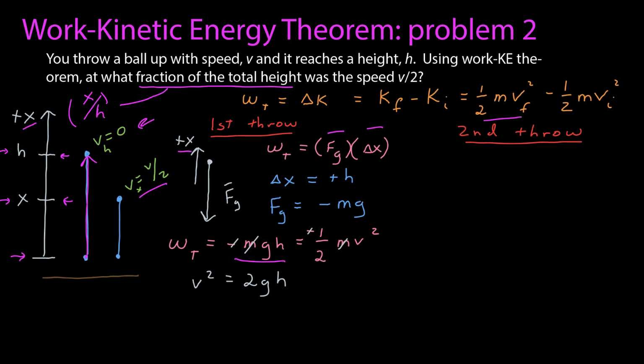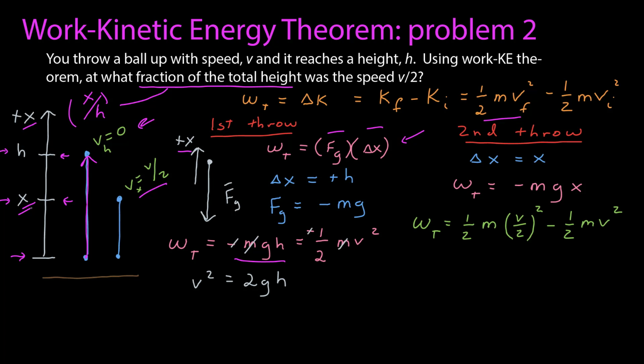So now let's look at this second hypothetical throw, where I'm looking at the displacement from the origin to a height x. Now in this case, the free body diagram is the same, so I can use the one I had before. The relationship between work and the force and the distance is the same, but the displacement is different. For my second throw, the displacement is just a positive x, where x is that height at which the velocity goes to v over 2. So the total work in this case is negative mg, that's the same as before, times x.